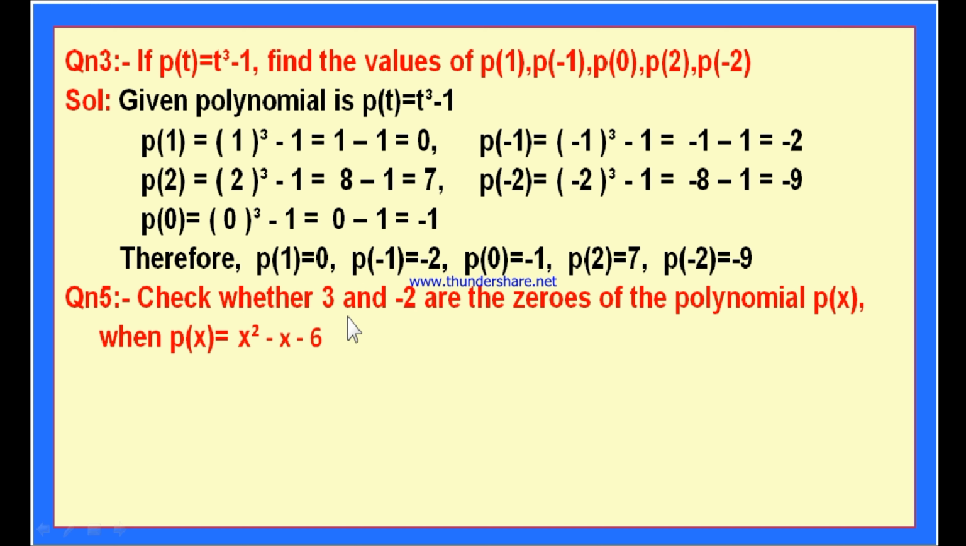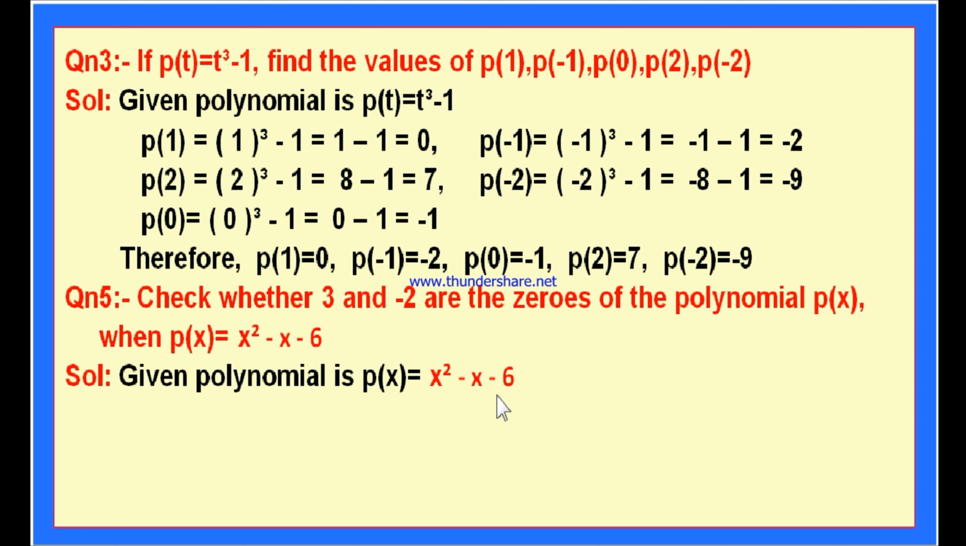Therefore, in order to check whether 3 and minus 2 are zeros of this polynomial, let us first substitute x is equal to 3. Let us substitute x is equal to 3 in the polynomial and find its value. You see here, the given polynomial is p of x is equal to x square minus x minus 6. Now let us find the value of p of 3.